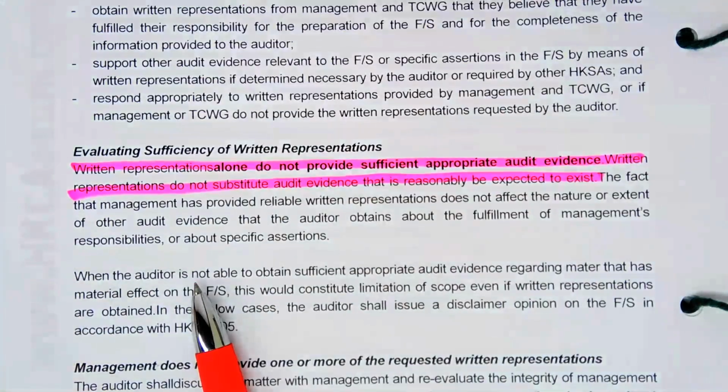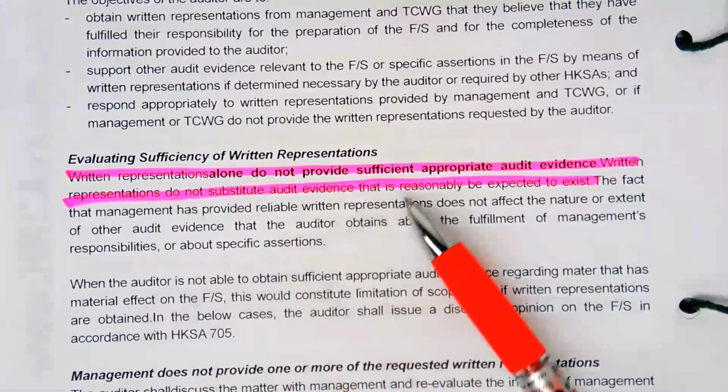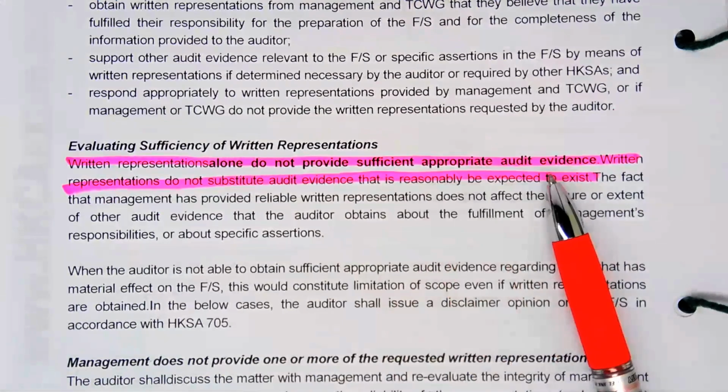Written representation itself is a piece of audit evidence, but alone they do not provide sufficient appropriate audit evidence. It is a really confusing sentence. Why is a piece of evidence that cannot be used to provide sufficient appropriate evidence? What does that mean? Because written representation is just like an assistance, just like the auditor's assistant, just helping us by the side.